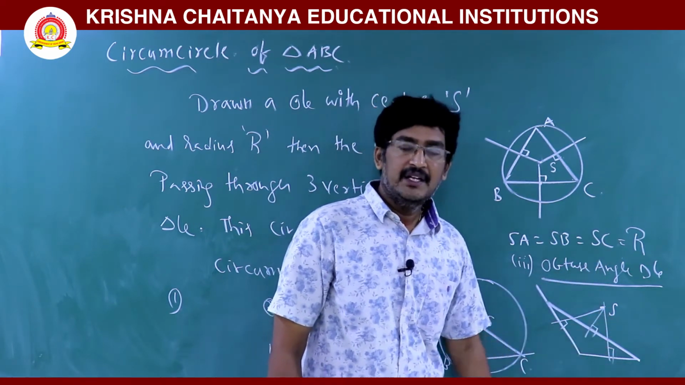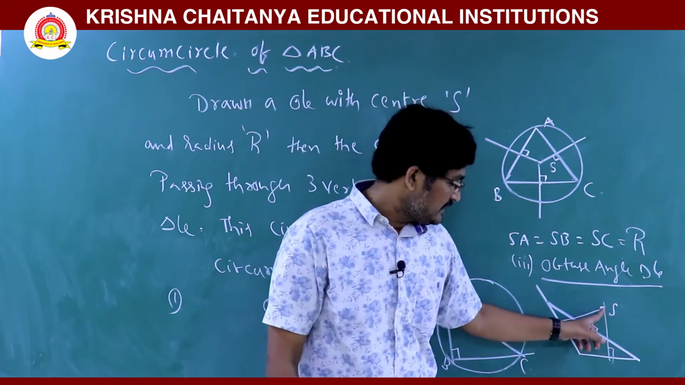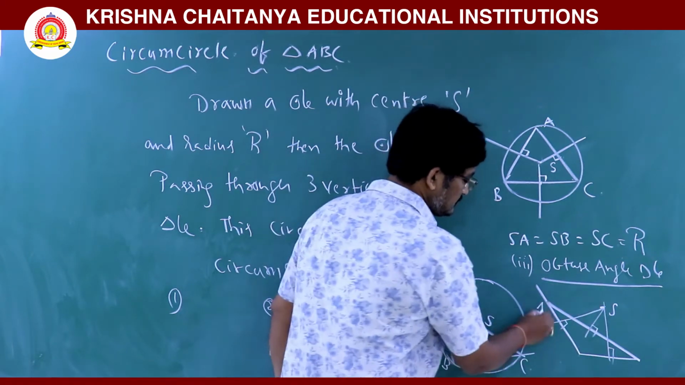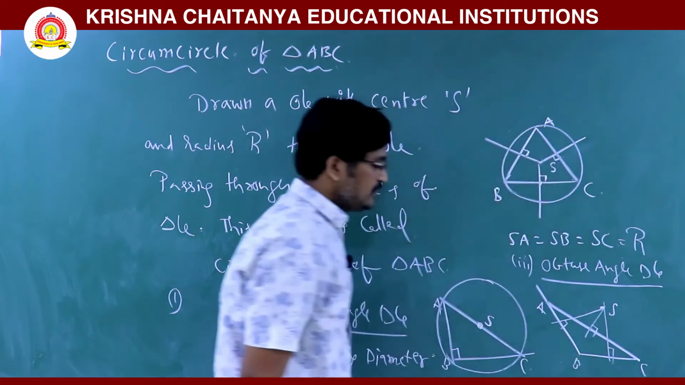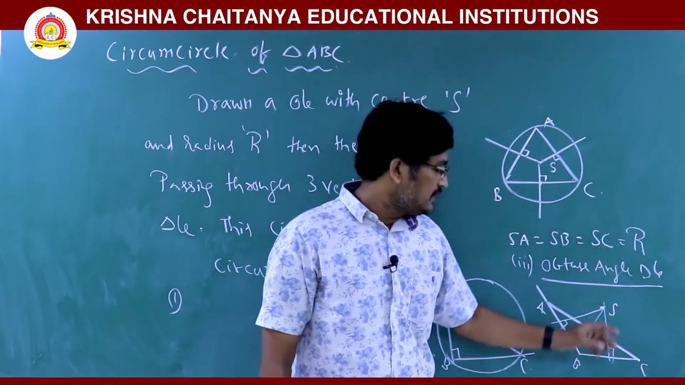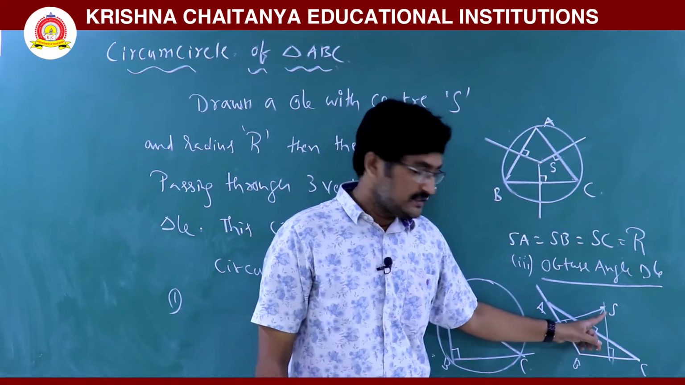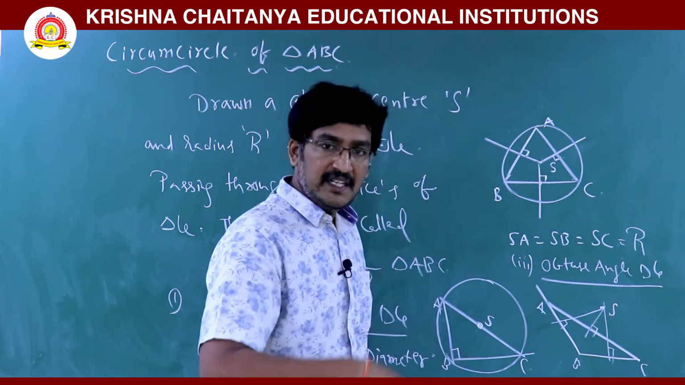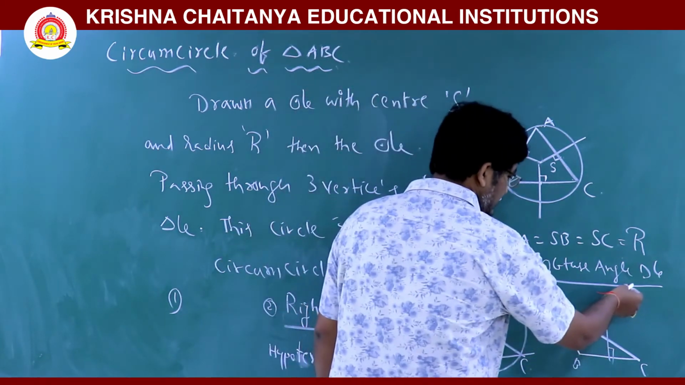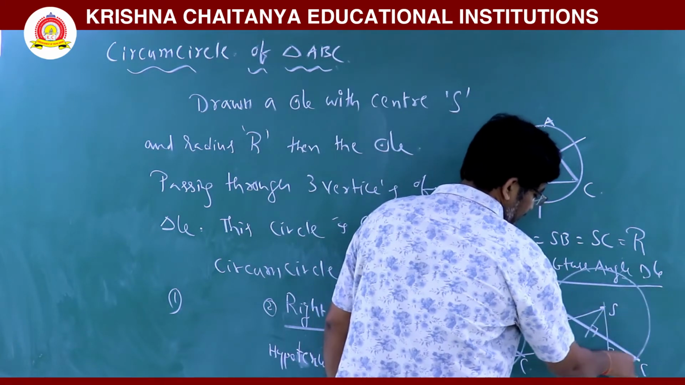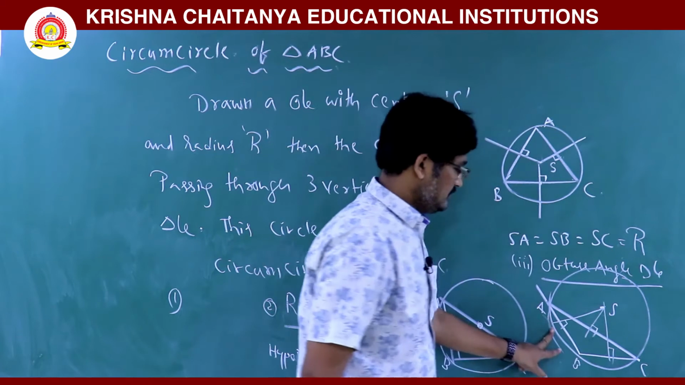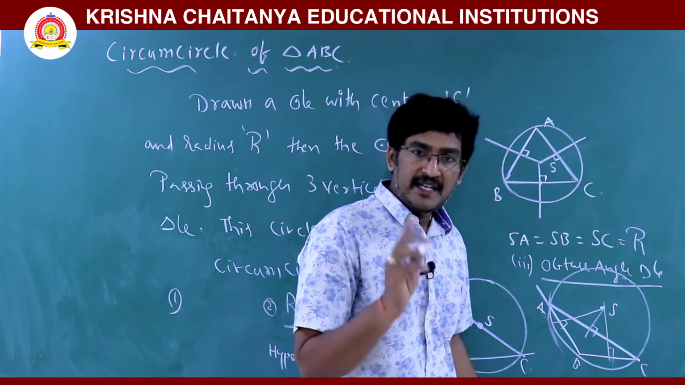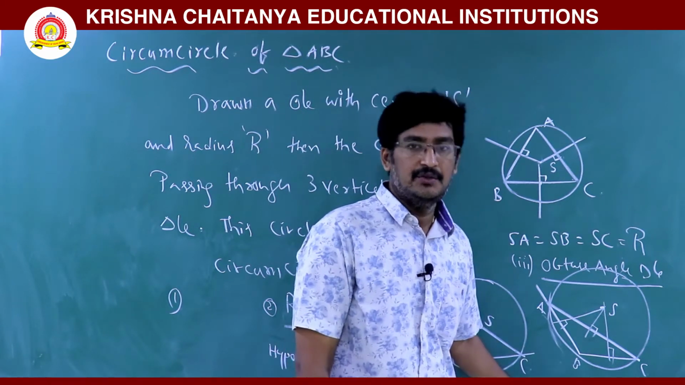Suppose you take this one as the center. This is SA, this is SB, this is SC. SA equals SB equals SC, that is capital R. Then take S as the center and radius SA or SB or SC, and that circle passes through the three vertices of the triangle. The circle may be like this. This is a huge, big circle. For an obtuse angle triangle, the circumcircle will be huge, just remember.